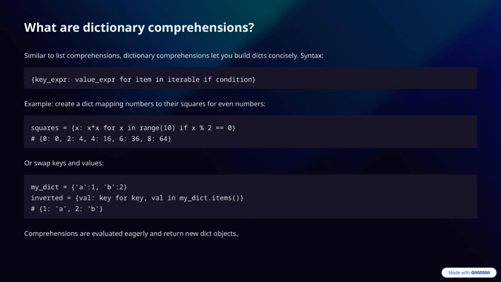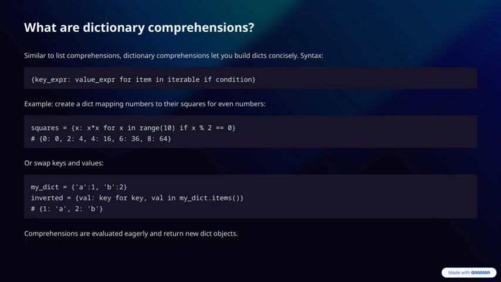You can also create a dictionary by, say, mapping numbers to their squares, but only for even numbers. For instance, squares equals x: x*x for x in range 10 if x%2 equals 0, and this results in a dictionary with keys 0, 2, 4, 6, 8, and their corresponding squares.